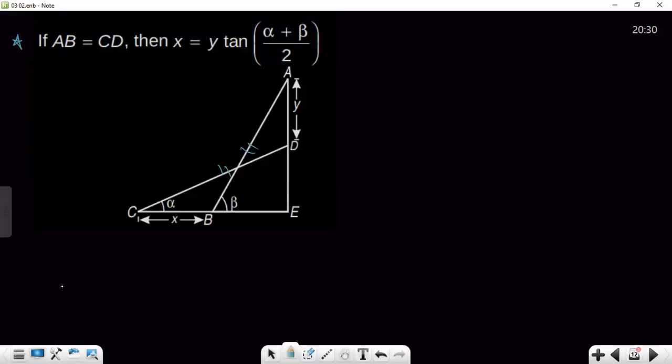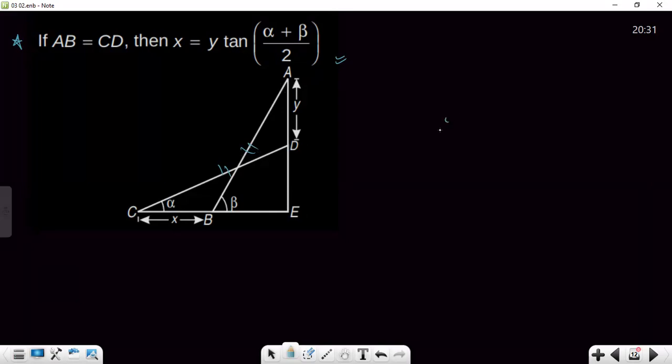Why is it not necessary? Because we can find it out. How can we find it out? It will take time, definitely. But other than this result, we can find it out by using simple trigonometric ratios.